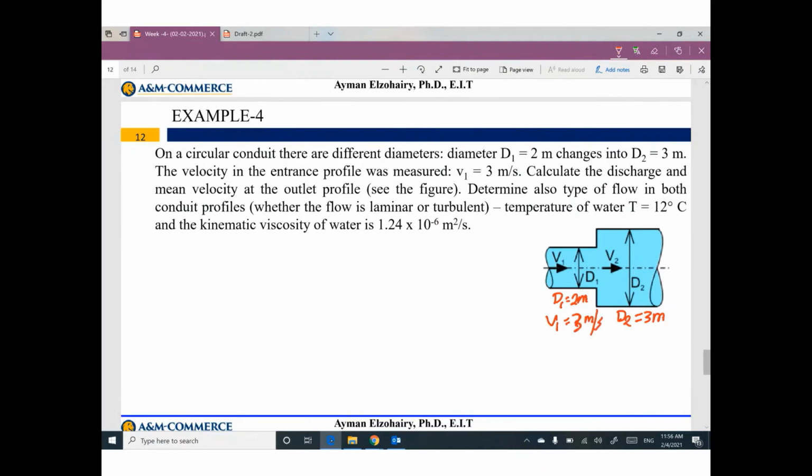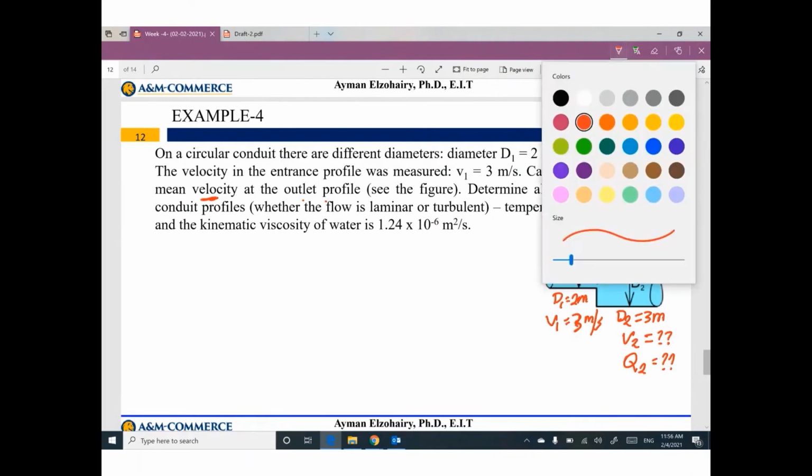Calculate the discharge and velocity at the outlet profile. What is the velocity, V2? And what is the discharge at the outlet? We are looking to calculate discharge and velocity at the outlet profile. This is the first part of the problem.